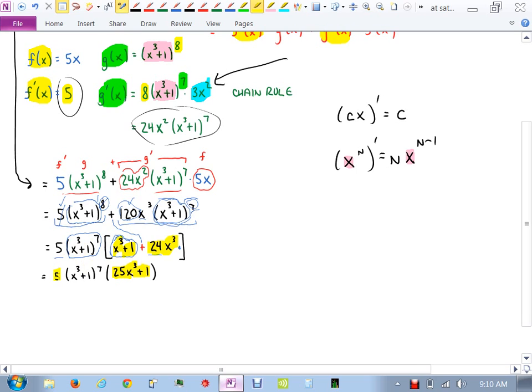And then the front here I had my common factor that I pulled out of both. And that is the answer.